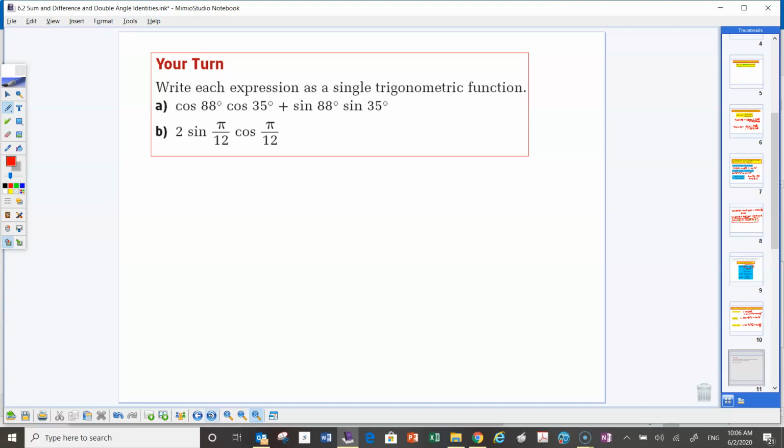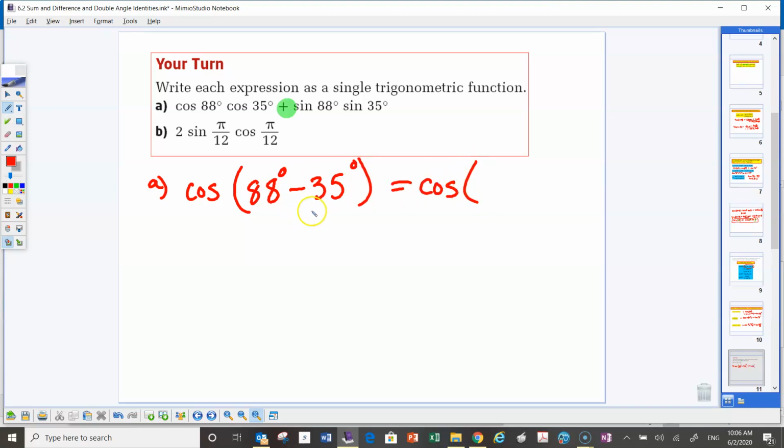If we again look at the first one, it goes cos, cos plus sine, sine. So this is definitely an expansion of the cosine, or one of the identities. And remember, if it's plus in cosine's expansion, it's minus in the condensed form. So for part A, this would be the cosine of the first angle minus the second angle. And this, if we can combine like terms, would be the cosine of 53 degrees.